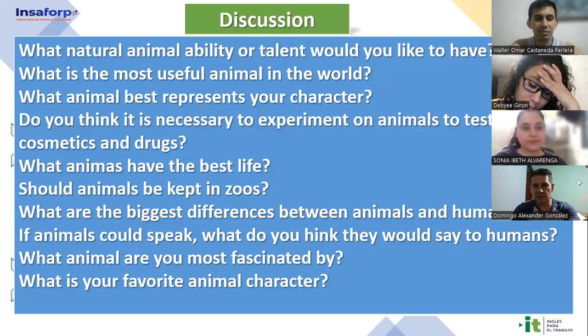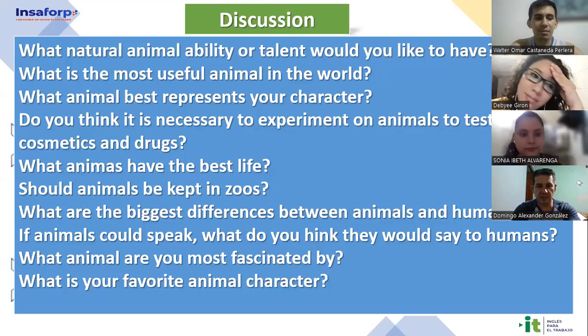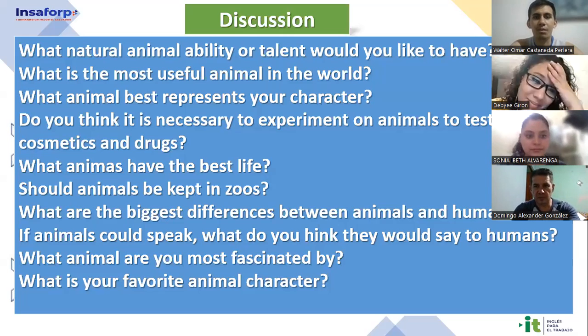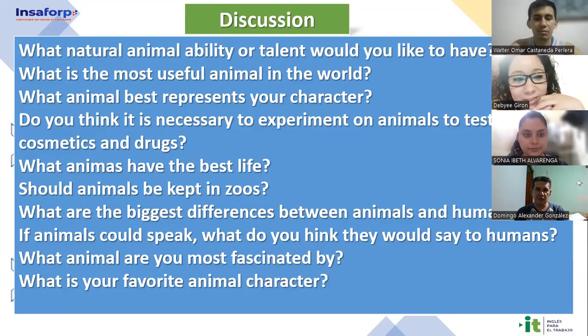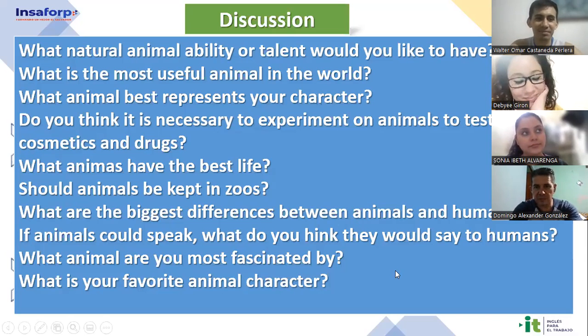And what about you, Debbie? What ability or talent would you like to have? I don't know, maybe fly or run faster, like a cheetah. Like a cheetah, yes, the fastest animal, right? Oh, come on. Yes. Yes, especially if you're passing to a dangerous neighborhood, right, Debbie? Run. Yes. Okay, good.